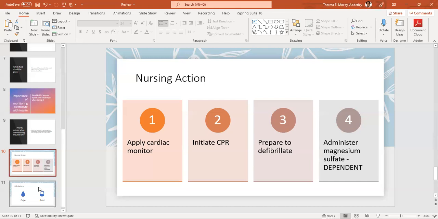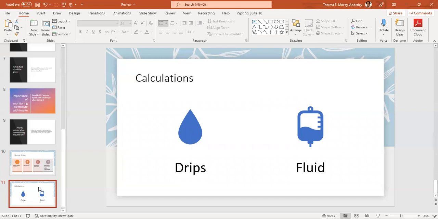Please remember to prepare yourself by calculating drips and calculating IV fluids for your final examination.